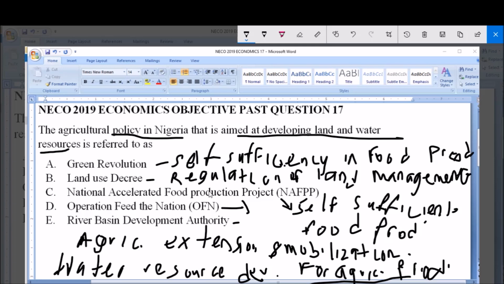Now, from this, the goals of these policies, we see that the River Basin Development Authority aims at providing or improving water resources so that agricultural production can also improve. So it's safe to say it's aimed at developing land, that is via the agricultural production, and also water resource development. So the correct answer is E, River Basin Development Authority.